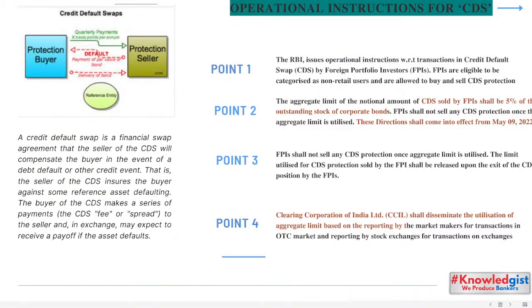Credit default swap is a financial swap agreement that the seller of the CDS will compensate the buyer in the event of a debt default or other credit event. Credit event means in case of any credit related loss or credit related default. That is, the seller of the CDS insures the buyer against some reference asset defaulting. The buyer of the CDS makes a series of payments, which is called fee or spread, to the seller, and in exchange may expect to receive a payoff if the asset is defaulted. Is it understood now?